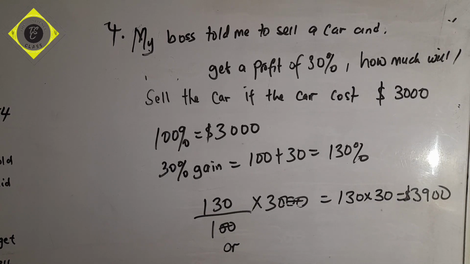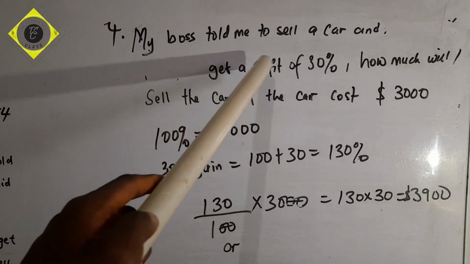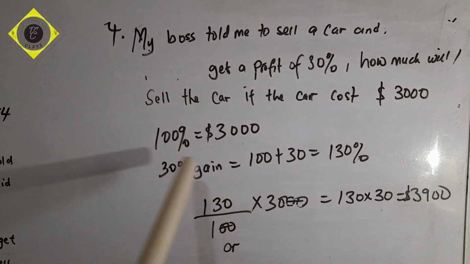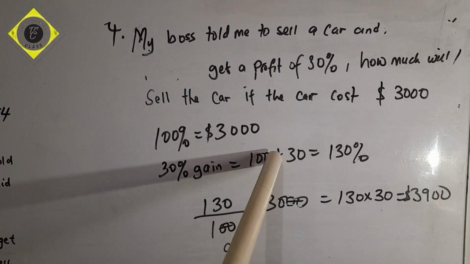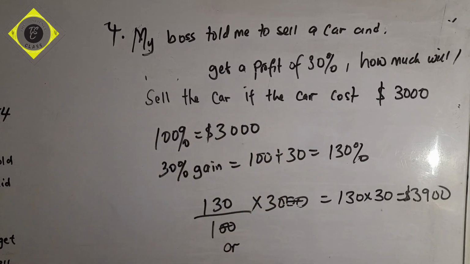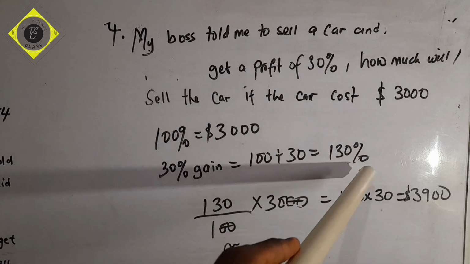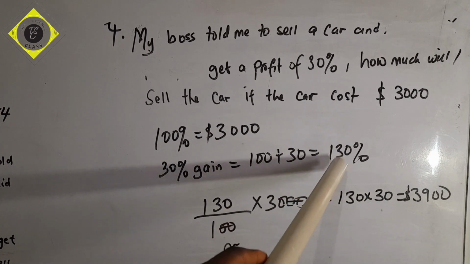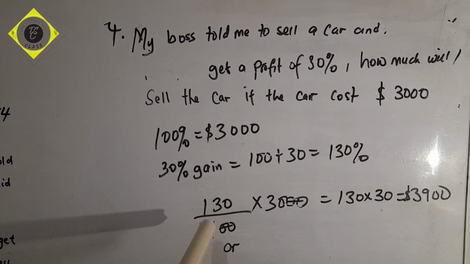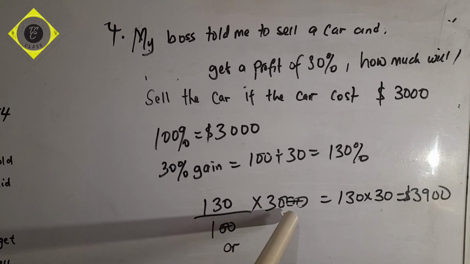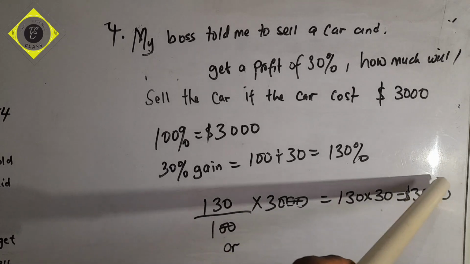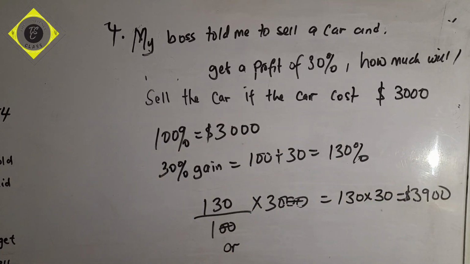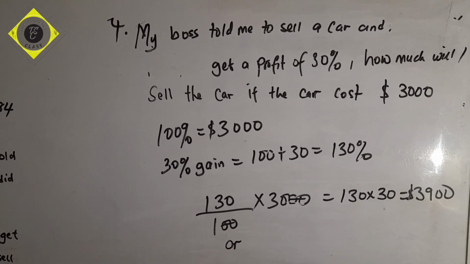If it was in the case of loss, say it was told that it was a loss of 30%, this is just going to be a negative. So this plus is going to be changed to a minus. So instead of 130, you're going to have 70. Then by the time you have 70% of 3,000, you are going to know how much was sold and the loss that was made.